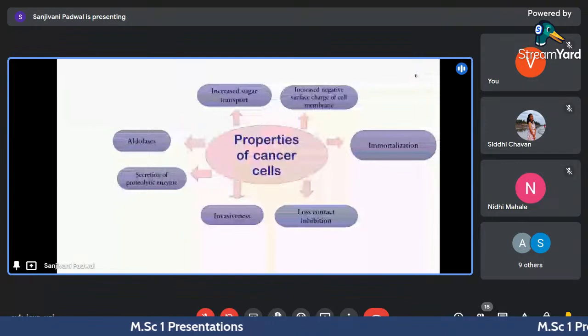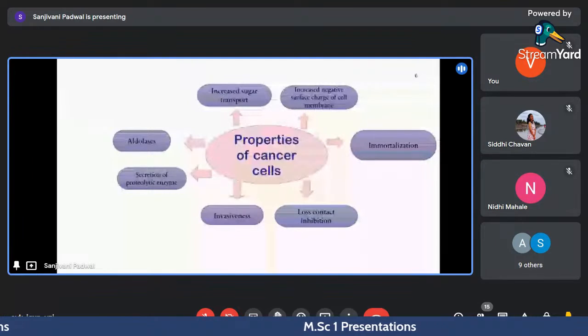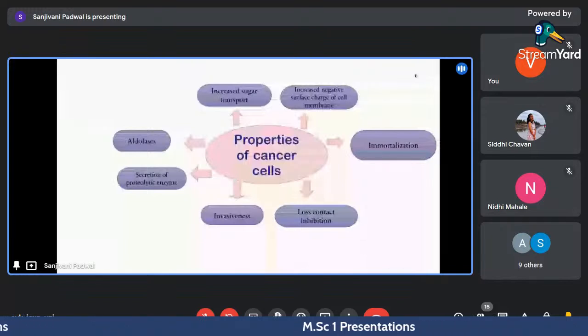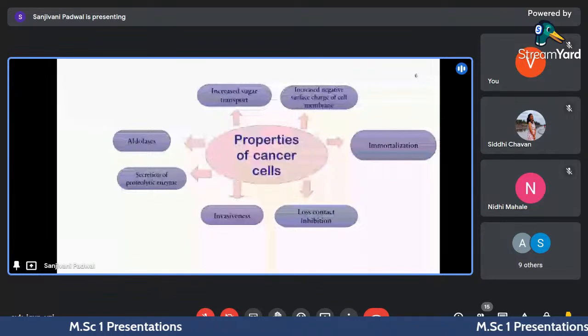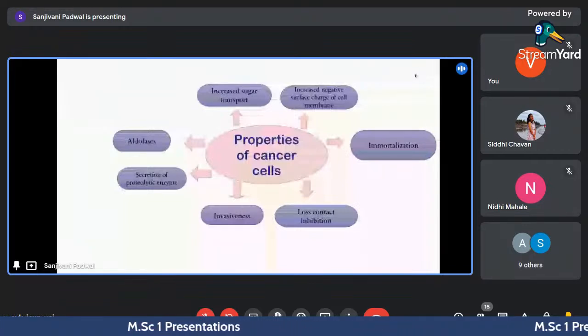The first property is immortalization. Immortalization depends on external factors in contrast to growth factors.